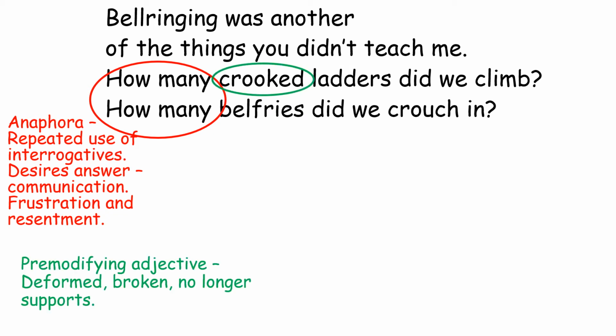We then move on to the pre-modifying adjective crooked. The word crooked is describing ladders in this case. However, might that crooked also describe the relationship between the father and the son? If we know the word crooked means to be deformed or broken or no longer showing support, I think we can see that the relationship, much like the ladders being described, is also broken and inadequate.